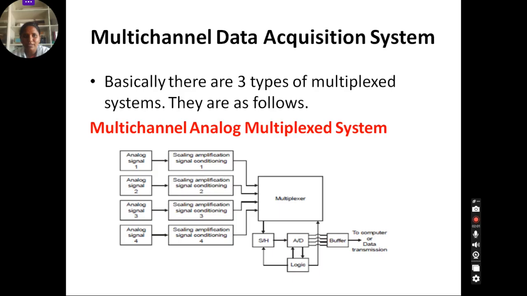The A to D conversion provides a digital output in the form of logic, meaning 0s or 1s. These 0s and 1s check the command to the multiplexer, and then the process is repeated again. After A to D conversion, the data goes through the buffer and is transmitted to the computer. This is the multi-channel analog multiplexer system.